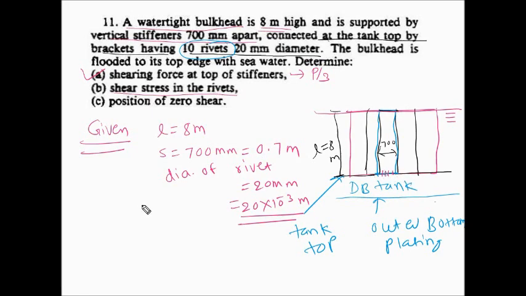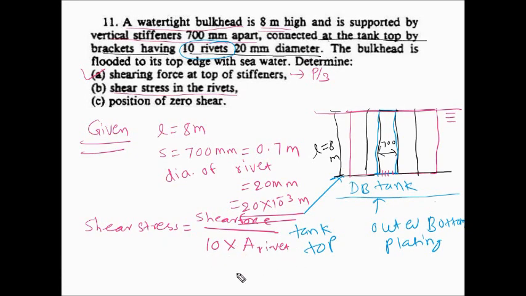So what I am saying now is, if you want to find the shear stress in the rivets, the shear stress is equal to the shear force divided by 10 into the area of the rivet. 10 into area of the rivet.